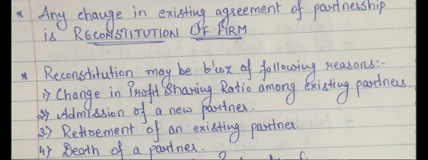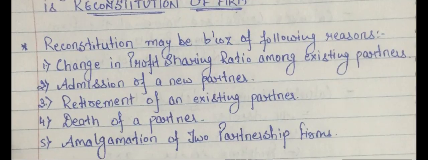What can be the reasons for reconstitution? Change in profit sharing ratio among the existing partners, admission of a new partner, retirement of an existing partner, death of a partner, and amalgamation of two partnership firms. In all these cases, there is a change in the terms and conditions of the agreement, which leads to the reconstitution of the firm. Then we discussed the first reason, that is change in profit sharing ratio.